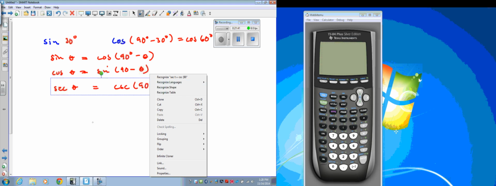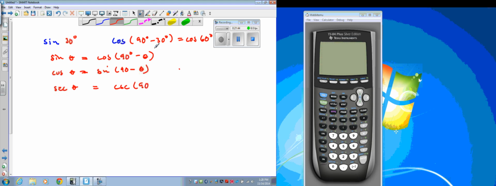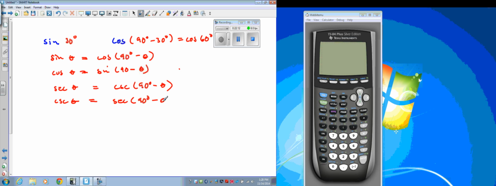And this is called the complement, the complementary angle. So the secant of an angle is the cosecant of the complementary angle. And then it goes the other way, right? Cosecant alpha is secant, because these are cofunctions. All it's saying is you can just write them either way.